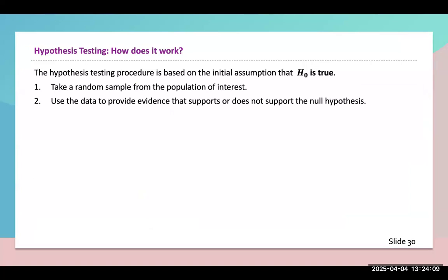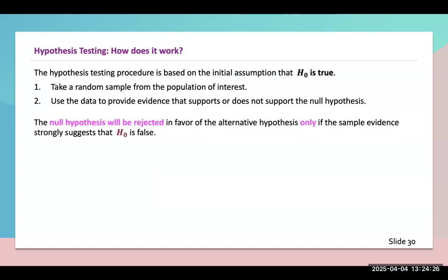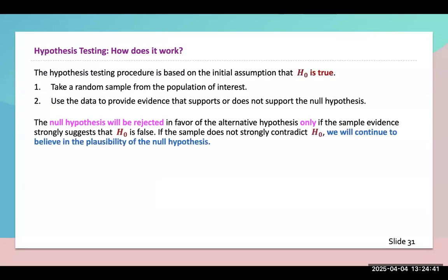So the hypothesis testing procedure is based on the initial assumption that the null hypothesis is true. What you're going to do is take a random sample from the population of interest and collect data, and that data is going to provide evidence that supports or does not support the null hypothesis. Now we're going to reject the null hypothesis in favor of the alternative hypothesis only if the sample evidence strongly suggests the null hypothesis is false. If the sample does not strongly contradict the null hypothesis, we're going to continue to believe in the plausibility of the null hypothesis.